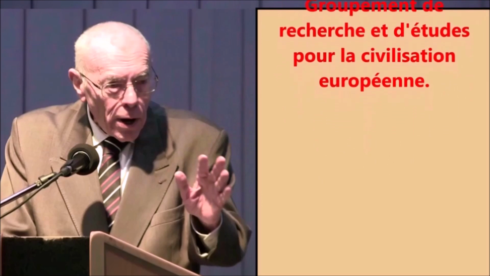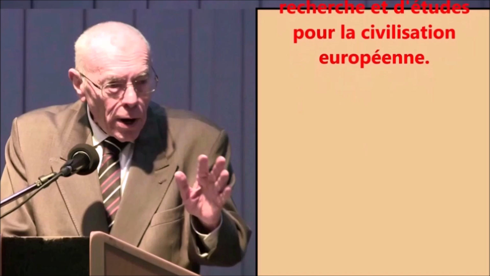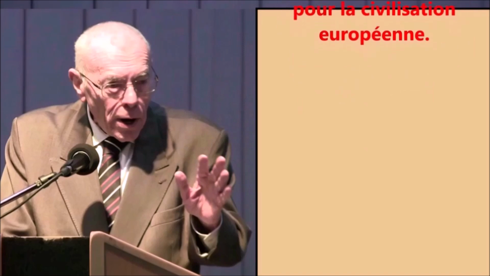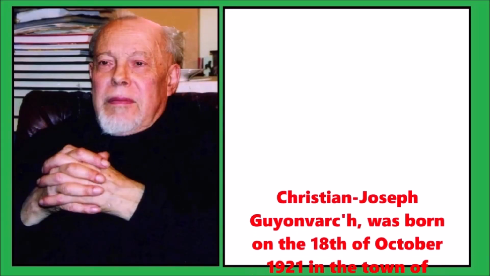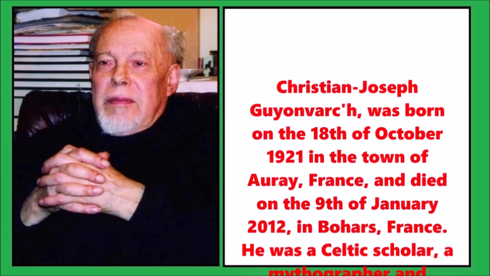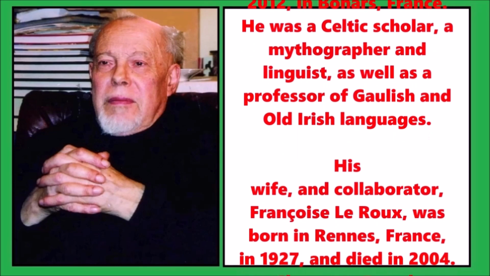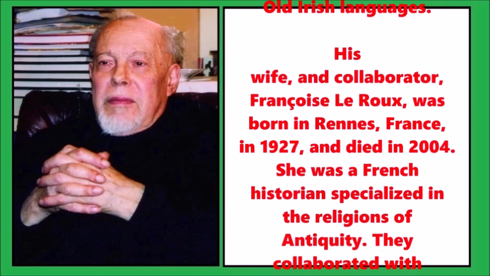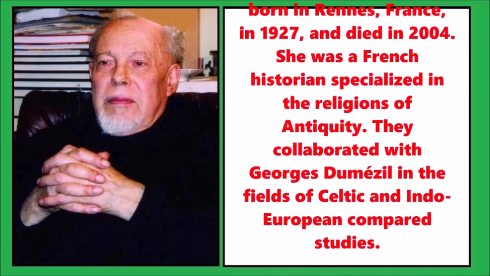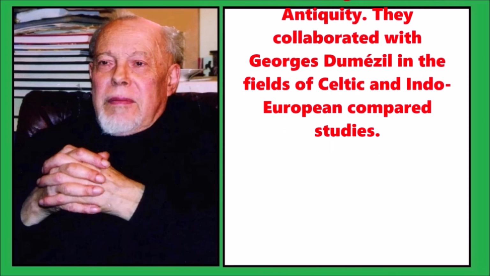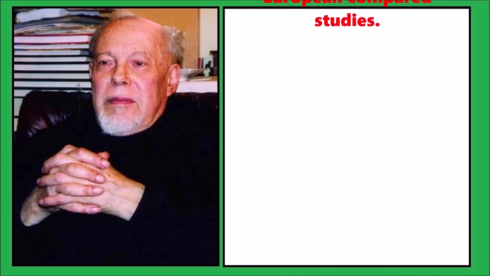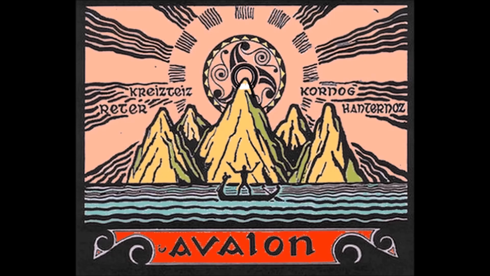Also detrimental in understanding Celtic culture, especially in its Dumezilian terms, were the couple Christian Gouillon-Varch and Françoise Leroux. Christian Joseph Gouillon-Varch was born on the 18th of October 1921 in the town of Auray, France, and died on the 9th of January 2012 in Beauhart, France. He was a Celtic scholar, a mythographer and linguist, as well as a professor of Gaulish and Old Irish languages.